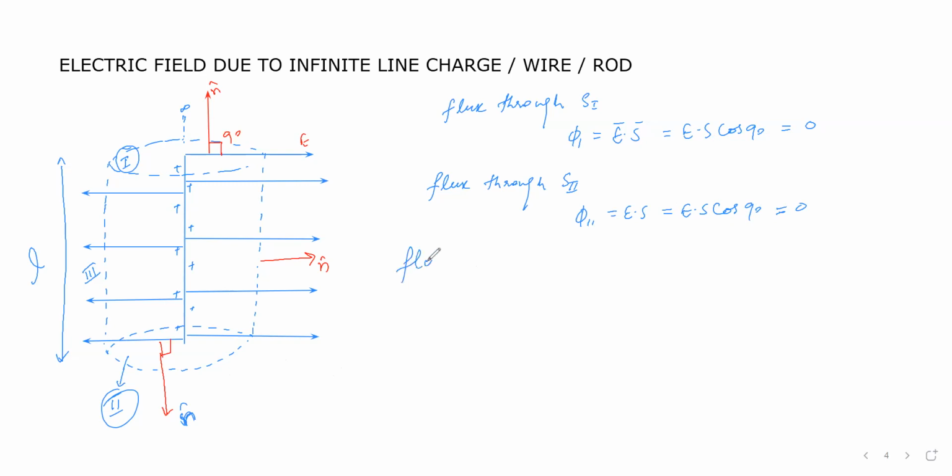Similarly, flux through surface 3. This is your phi 3. What is your surface 3? Surface 3 is your curved surface. You can also write here curved surface. This is your phi 3, ES cos of, and now what is the angle?